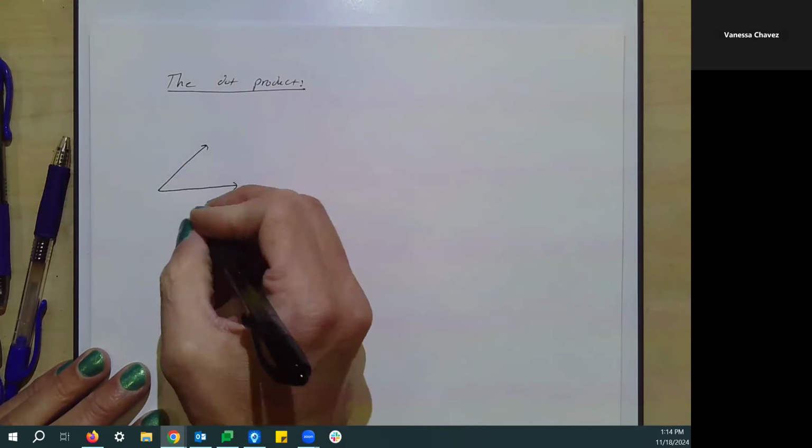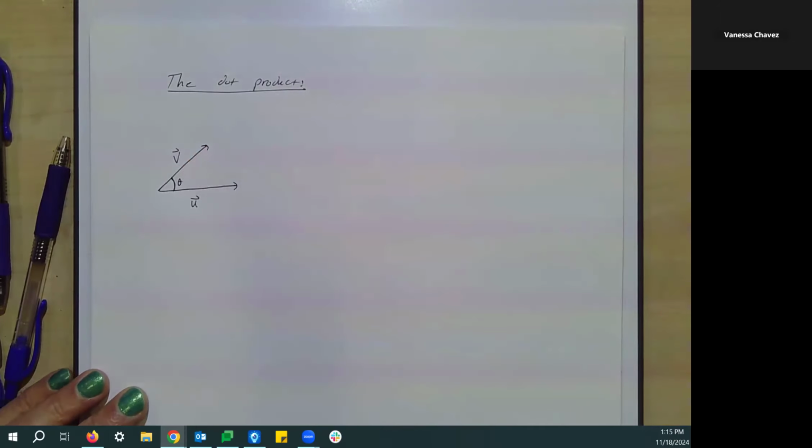So if you're given two vectors, I usually call them U and V, and some angle in between them, there's a couple of different ways of thinking about and calculating the dot product.